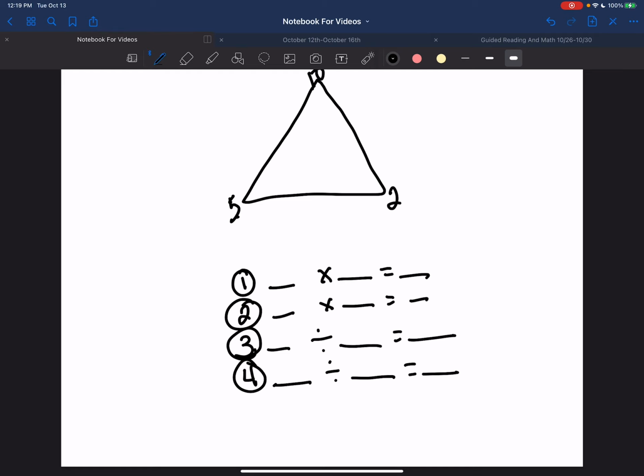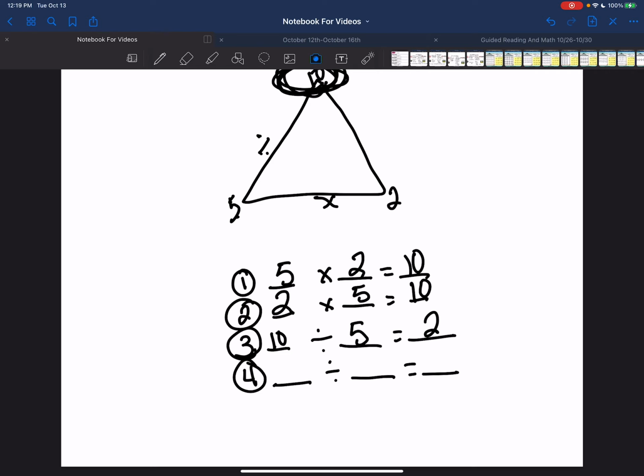So my first equation, my first multiplication sentence, 5 times 2 must equal the total at the top, 10. Remember the flip-flop, or the commutative property, 2 times 5 equals 10. And then with division, the total always goes first, and my total is 10 because it's at the top of the triangle, divided by 5 must equal 2, and 10, which is the total, divided by 2 equals 5.